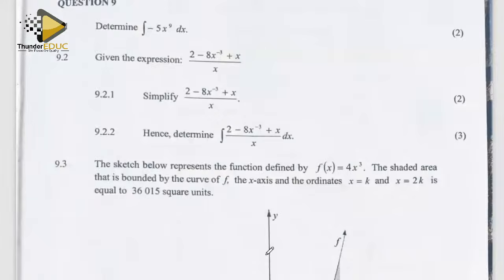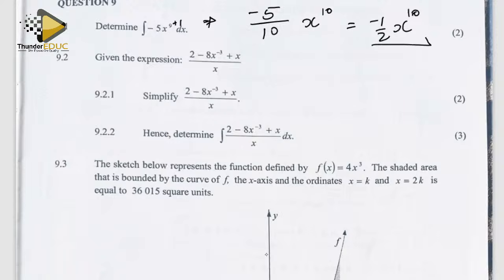All right, 9.1, they want us to find the integral of this, okay? So with this, we remember with integral, we add 1 to the exponent and then divide by that. So it's going to be negative 5 over 10, x to the exponent of 10. This gives us negative a half x to the 10. That's what we get, okay?